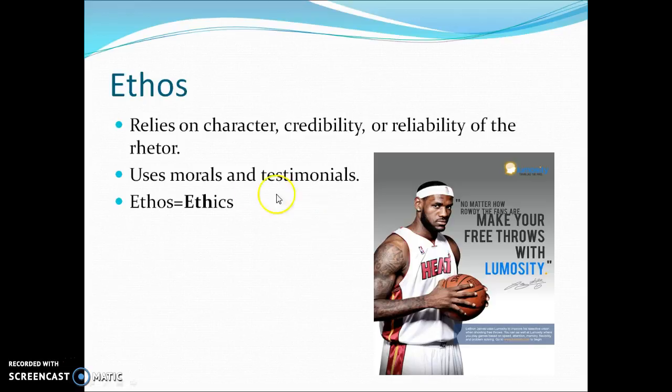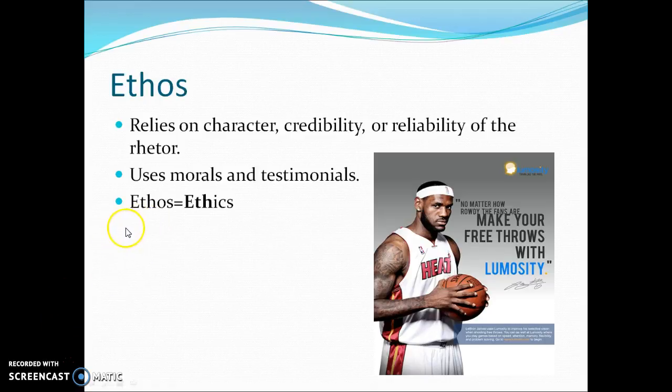Now, ethos relies on character, the credibility or reliability of the rhetor, and it uses morals, testimonials, frequently uses celebrity endorsements or political endorsements, stuff like that. It comes from the idea that if you want to persuade someone, you should show them that someone of high status or authority supports what you're trying to persuade.